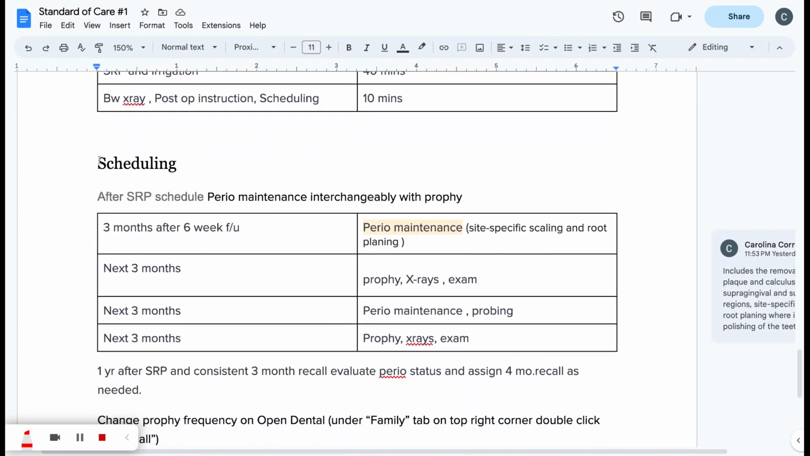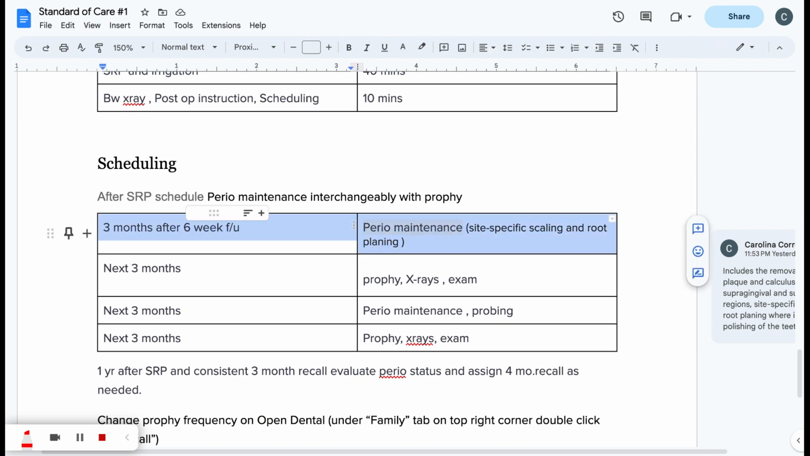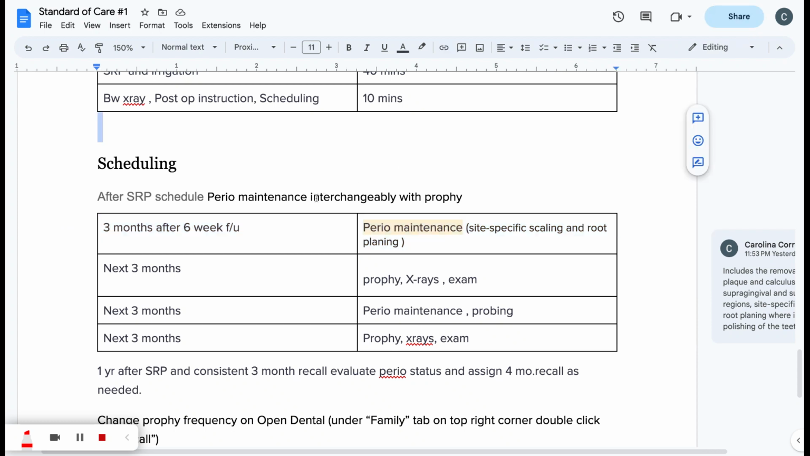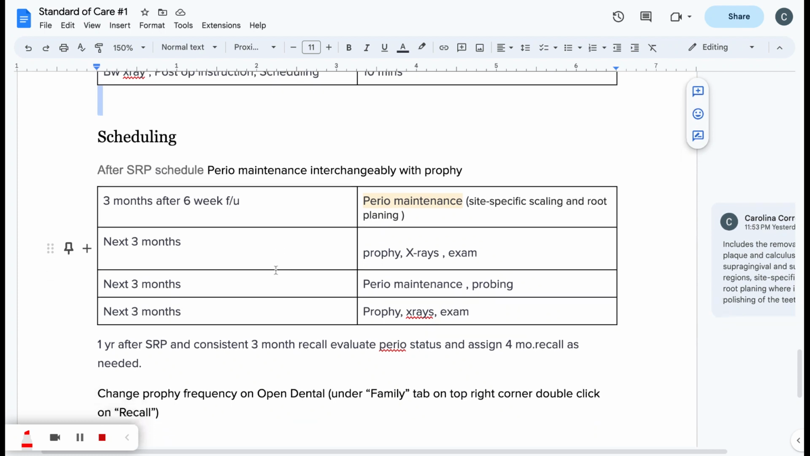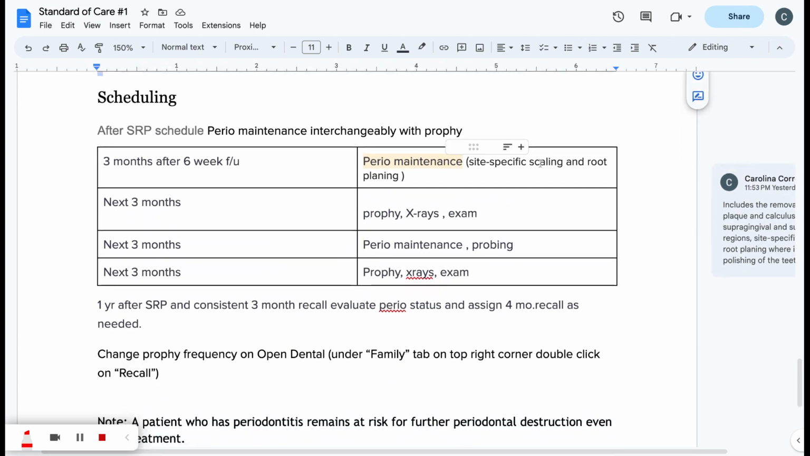Now, after the deep cleaning and the 6-week evaluation, we will schedule the patient for a perio maintenance only. No extra x-rays or exam. And the way we will work with this is we're going to schedule perio maintenance and prophy interchangeably. And so refer to this chart here.